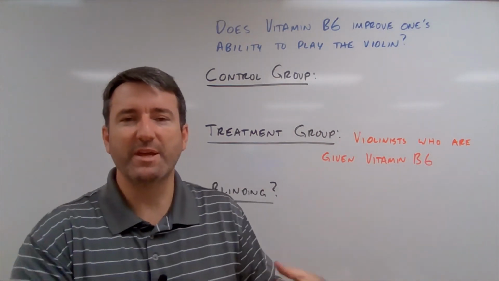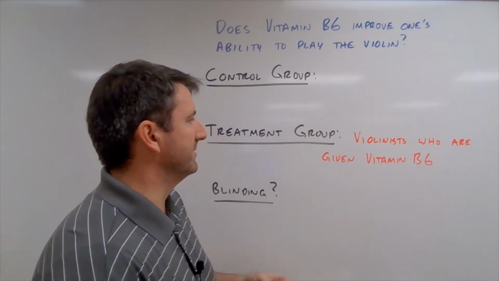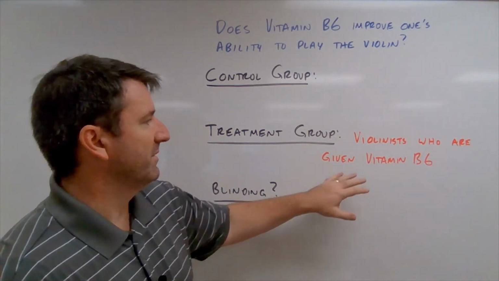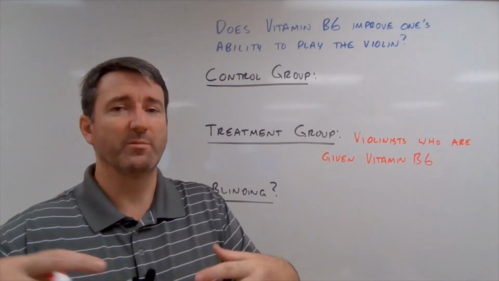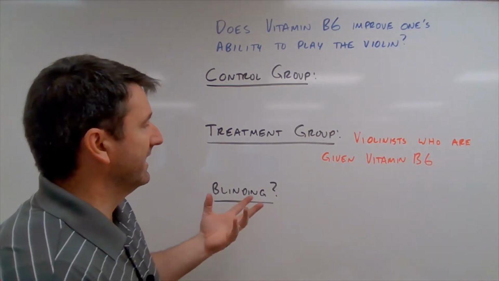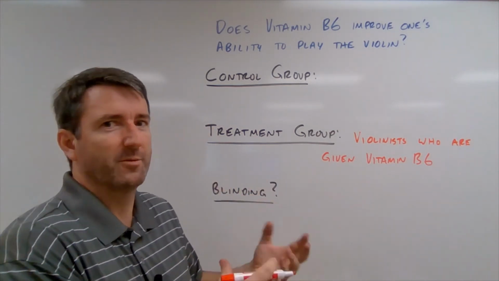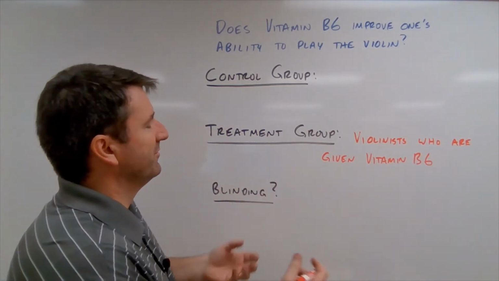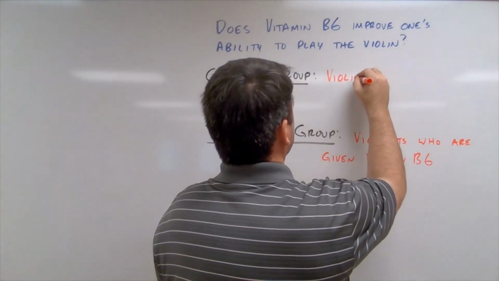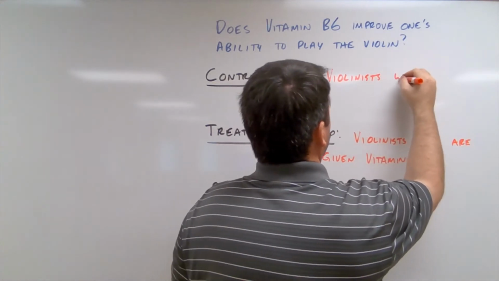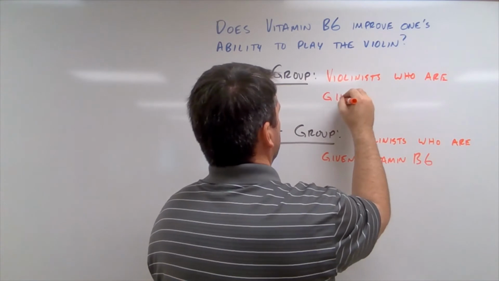And they may be given this vitamin over a period of time to allow that to build up in their system. But then after they've been given this vitamin B6 treatment, they will be asked to play the violin for our researchers to determine whether it has improved their performance. And the control group would be violinists who are given a placebo.